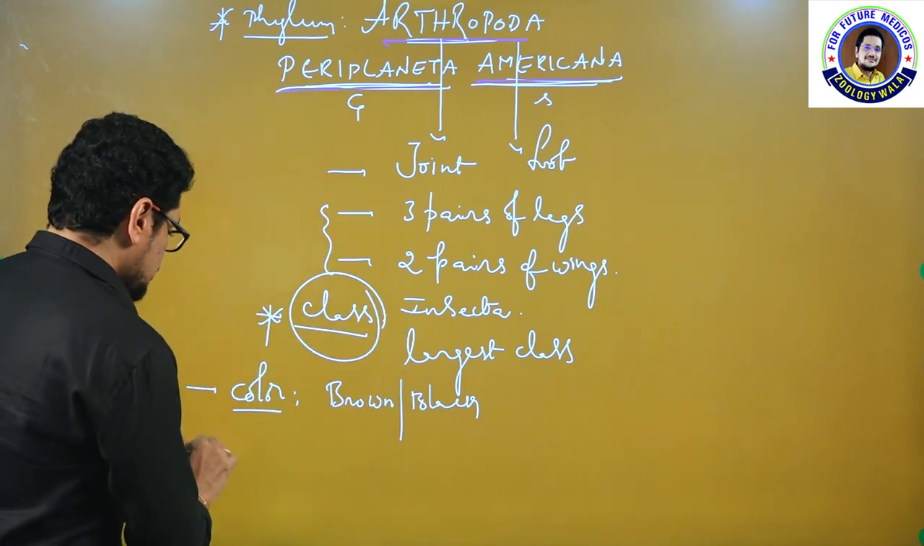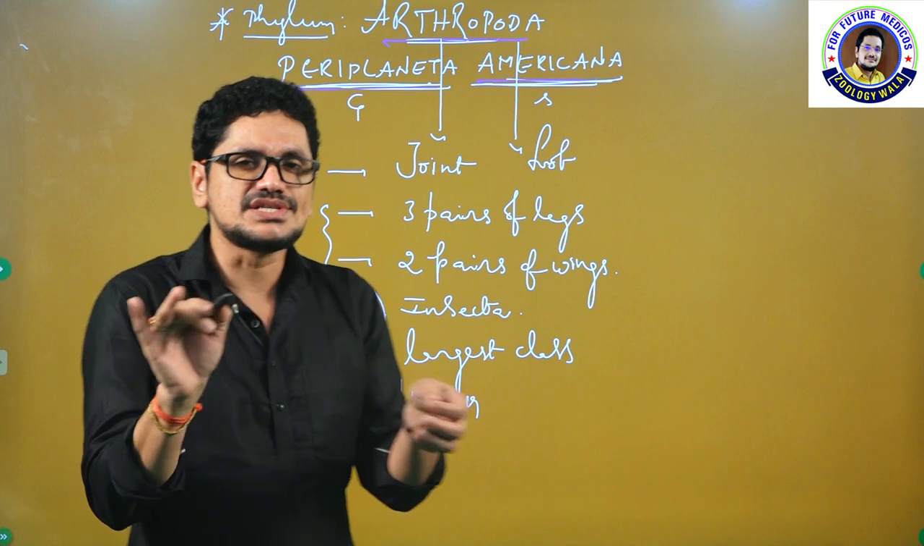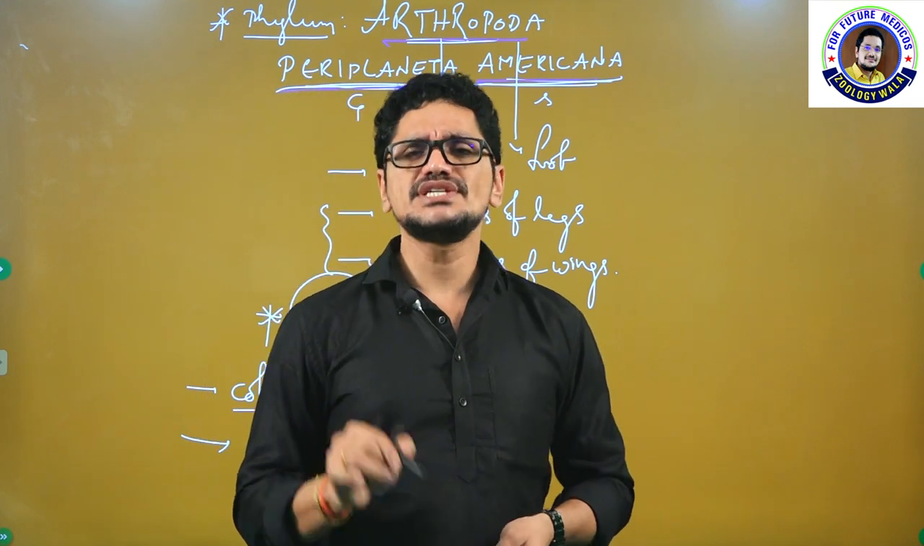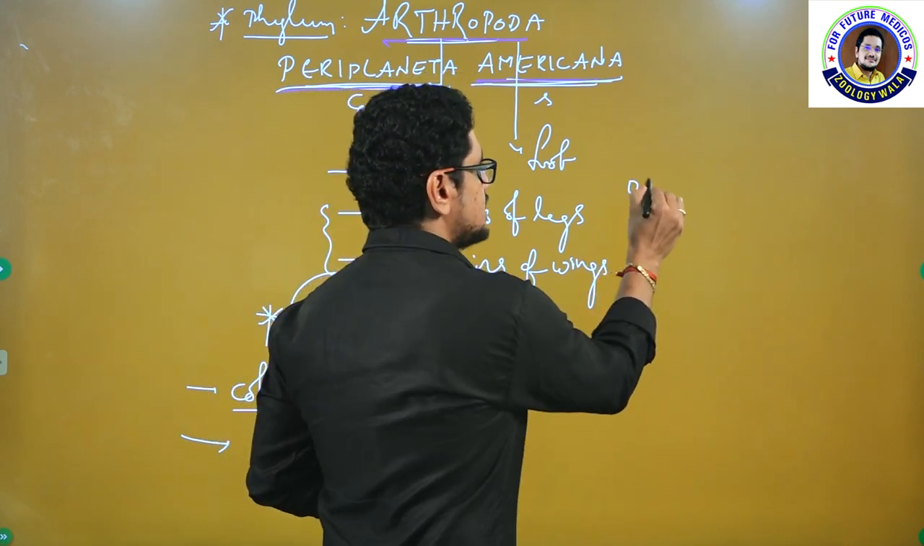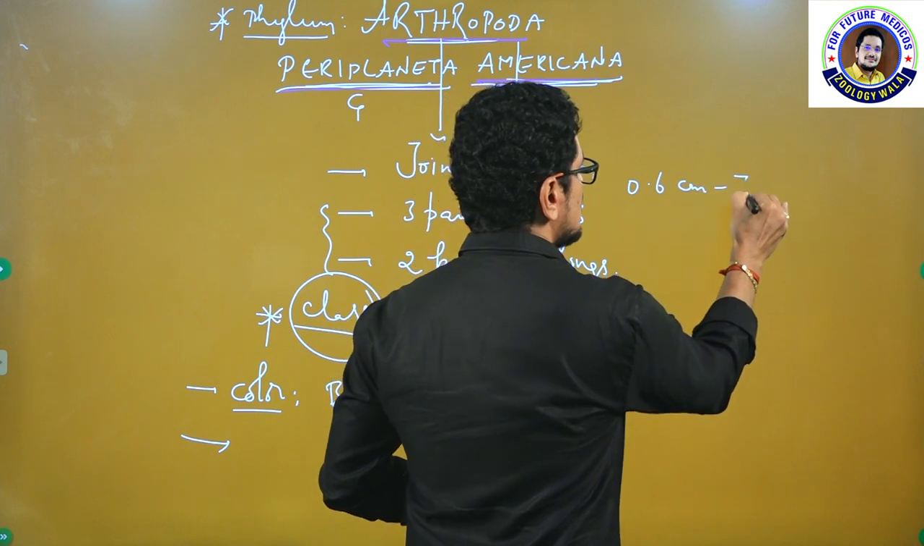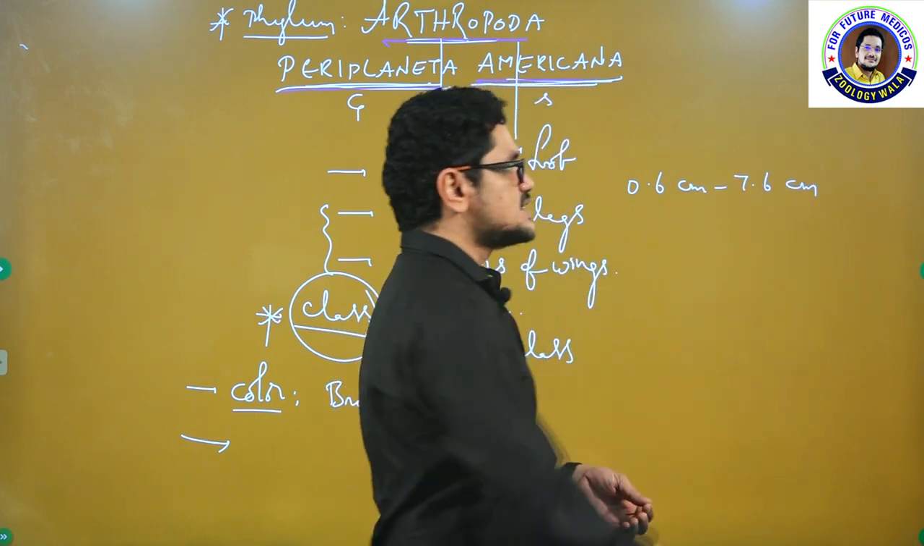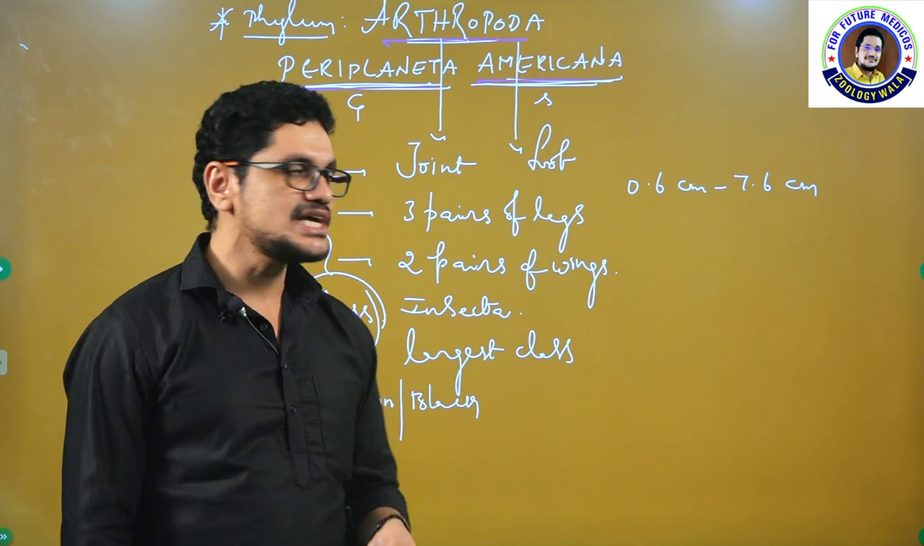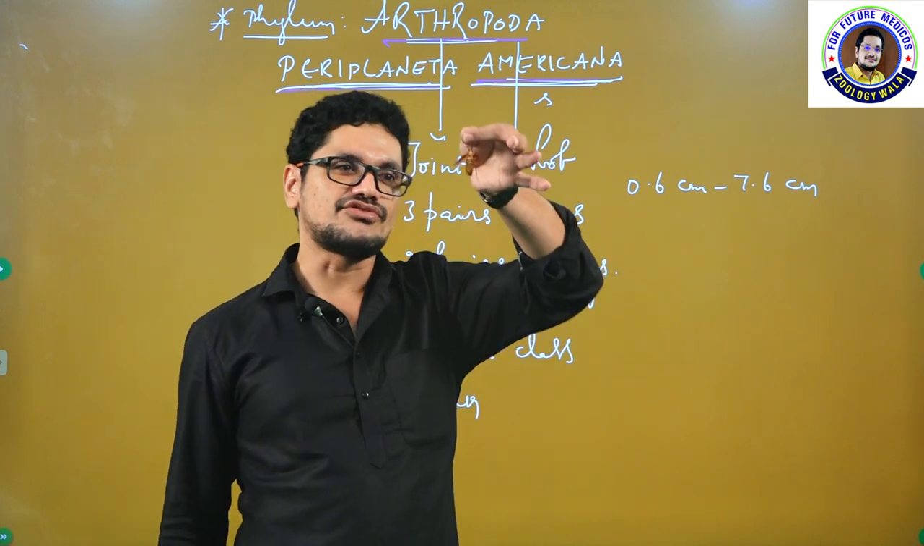And then what about the average length of the cockroach? Generally, a minimum of 0.6 centimeters to 7.6 centimeters in length, that is the average length of our friend cockroach.